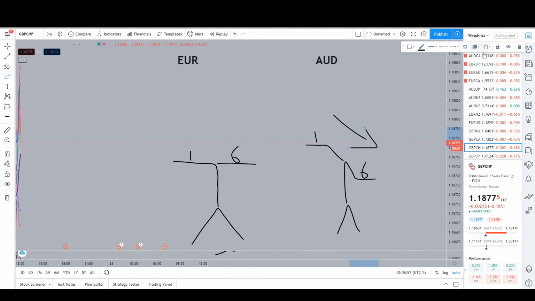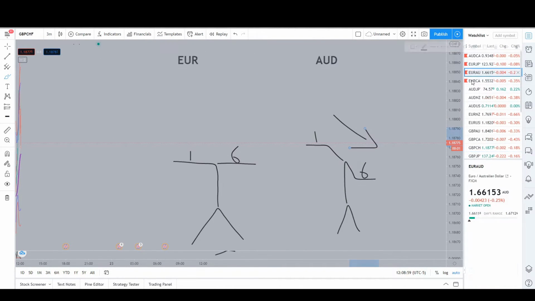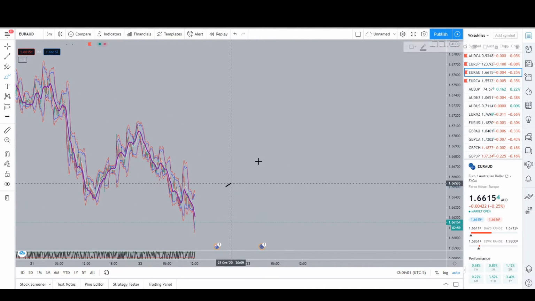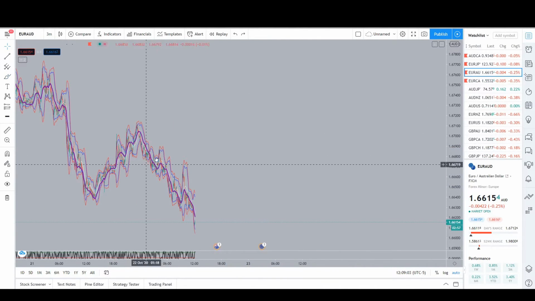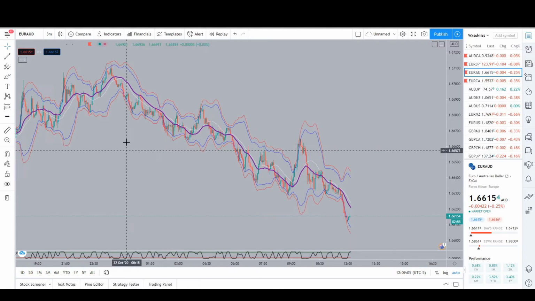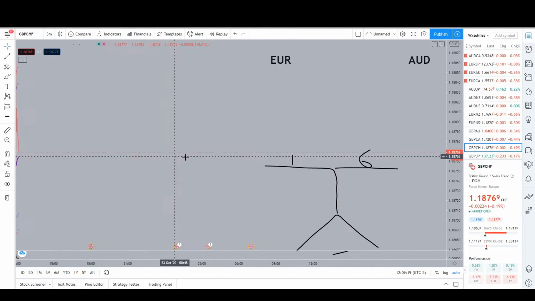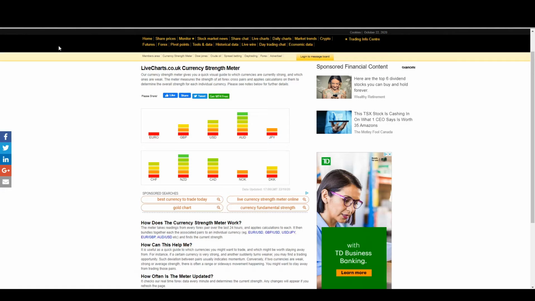Now, if we go over, we'll actually just quickly go over to Euro AUD and see what it's like. And as you can see, the market is going in a downwards direction. It's in a downtrend, right? So this is an easy way to kind of predict trends and just look for easy trends while you're going to start trading. So we'll do one more. We'll do an easy one again.